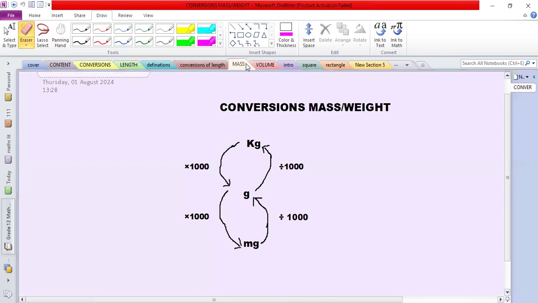So now we also discussed conversions of mass or weight, which is kilogram, gram, and milligram. And the units there do not change. They are 1,000. From kilogram to gram is 1,000. From gram to milligram is 1,000. If you do not understand that, you will check with me next time.